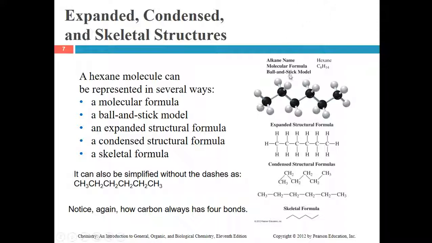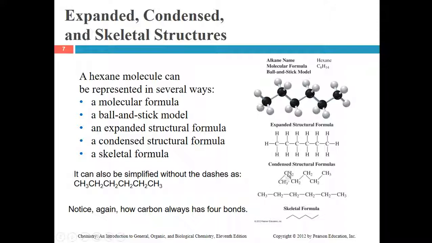All right. If we were to just show C6H14, that's just the molecular formula. It really doesn't tell us a whole lot about how the atoms are arranged. And so that's why we don't write our organic molecules as just C6H14. That's why we go to all this trouble to show whether it's the expanded structural formula or the condensed.